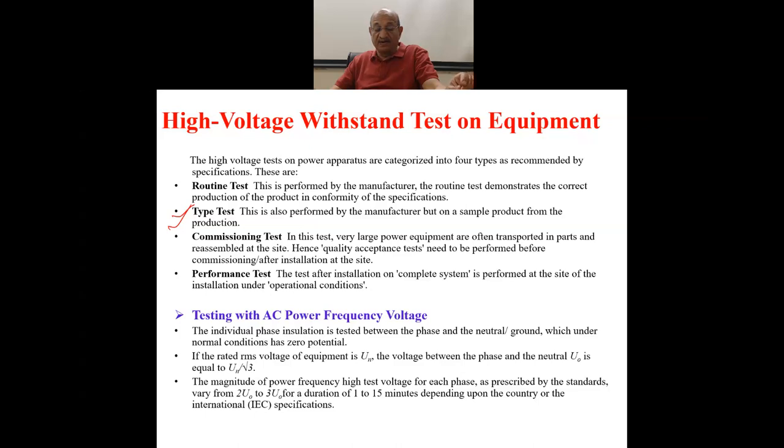If the rated RMS voltage of an equipment is UN, the voltage between the phase and the neutral or the ground is given by UN by root 3, which is equal to U naught. The concept of U naught is that between the phase and the ground. And actually, the electrical insulation goes through this voltage continuously. That means the electrical insulation provided in every phase has to withstand a voltage between phase and the ground continuously over its life. So that U naught concept is taken into consideration.